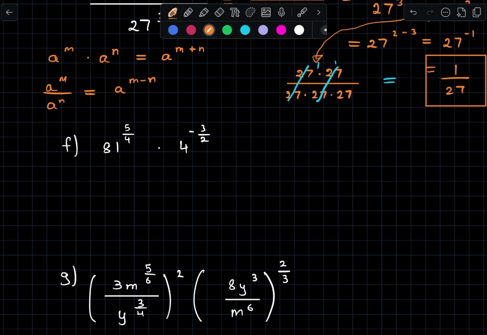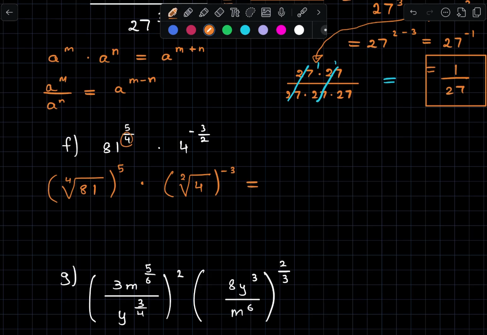Well, let's think about this first one as the fourth root of 81. That's what that 1 over 4 is, right? All of it raised to the fifth power. And then how about the square root of 4? All of it raised to the negative third power. We'll deal with that negative in a second afterwards. So let's just simplify what we're dealing with first.